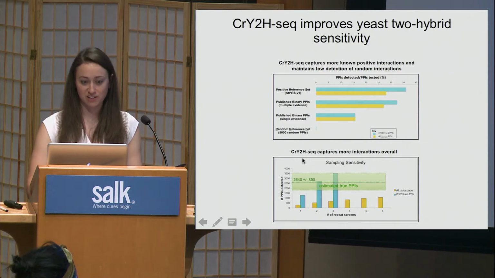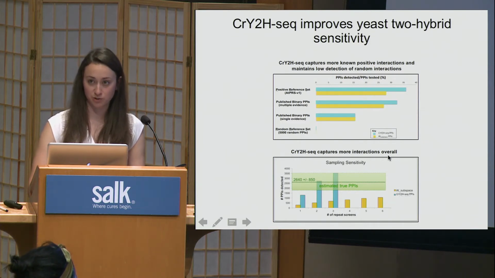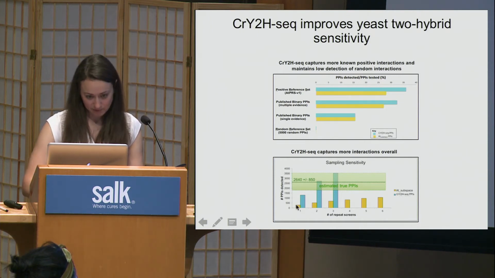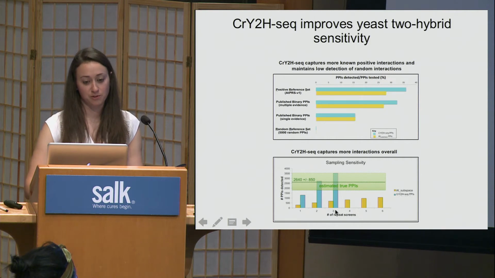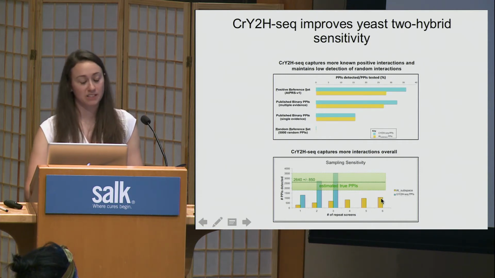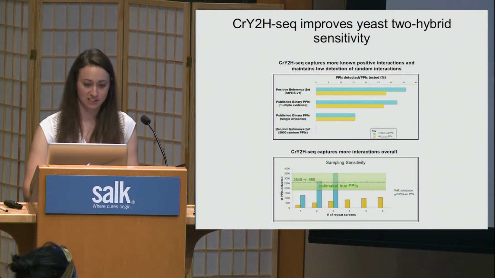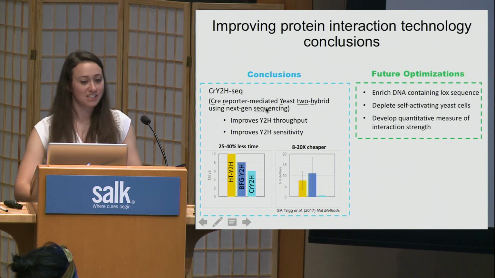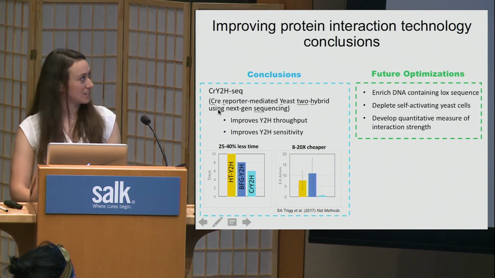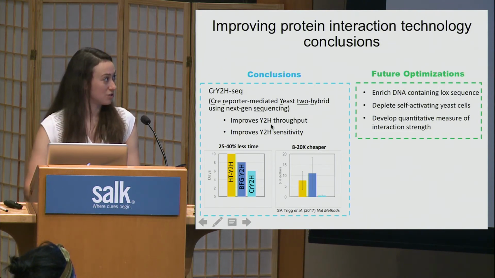And then I also saw that Cry2H-seq captures more interactions overall than the previous technology. So you can see here, in only 3 replicate experiments, Cry2H-seq was able to detect the 3,500 protein interactions, where the old technology, over 6 replicates, was only able to detect about 1,000 interactions. So in conclusion, the Cry2H-seq technology improves yeast two-hybrid throughput and improves yeast two-hybrid sensitivity.